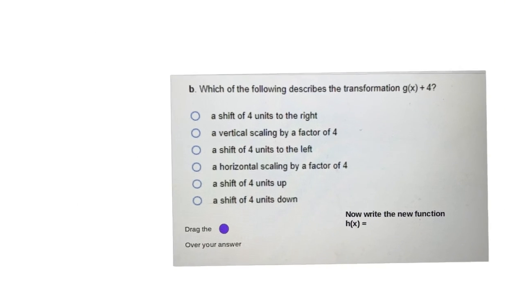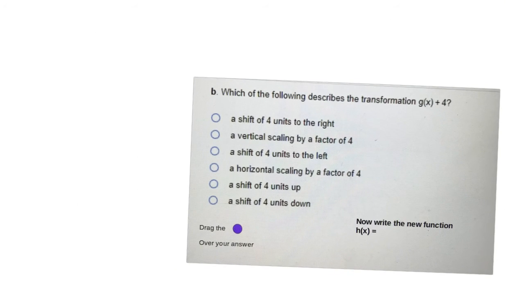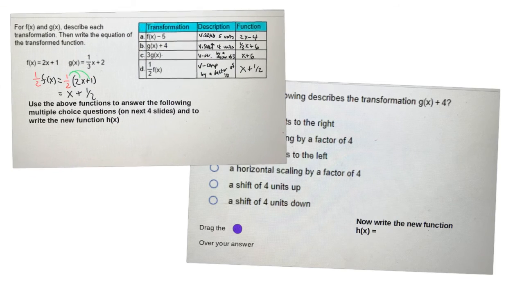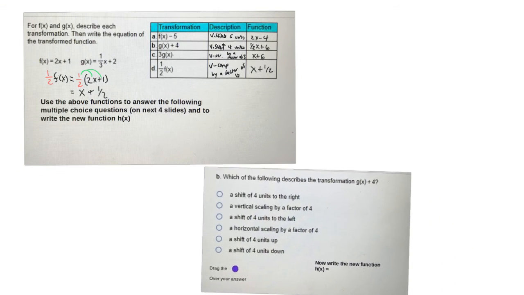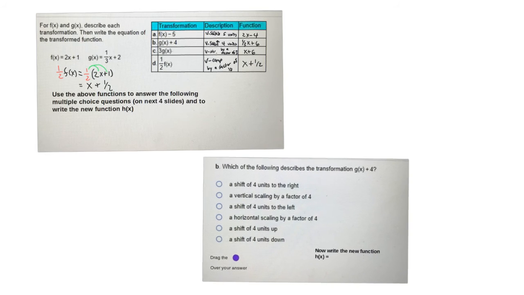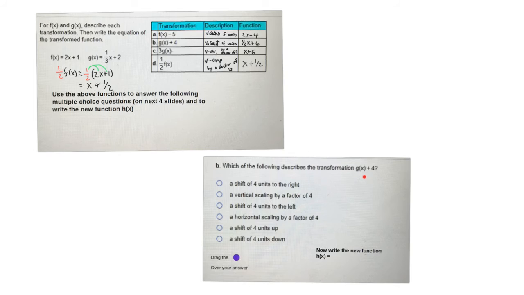Okay. G of x plus 4. Let's get our old notes in and make our lives easier by focusing on the work that we've already done. So they ask, which of the following describes the transformation g of x plus 4? Well, that's right here, right? We already talked about it. It's a vertical shift upward 4 units. Oh, let me guess, it's that one. Boom, done. So easy.